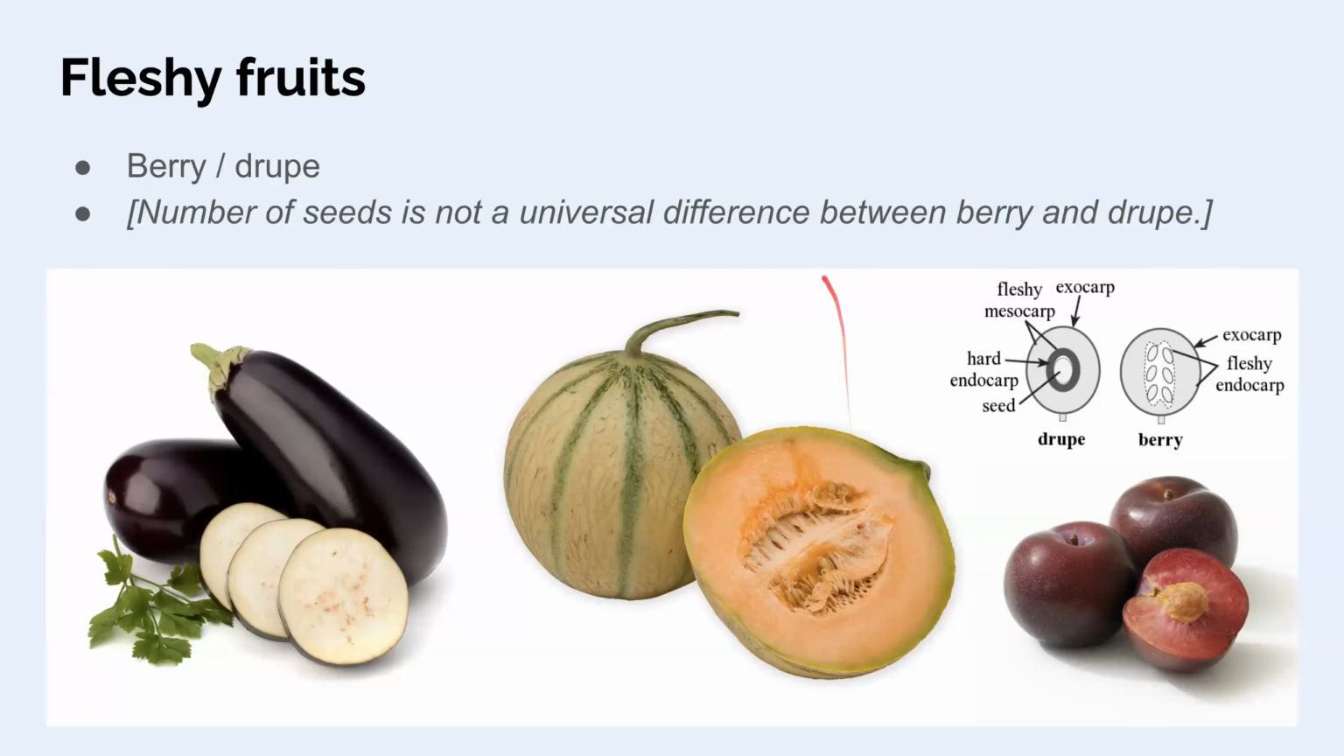And as a little aside here, the number of seeds is not distinctive. I think sometimes people come away thinking that drupe means a fleshy fruit with one seed, and that's not the case. You can have multiple seeds, multiple pits in a drupe, and you can also have a berry that's got only one seed. So like an avocado is a berry, one seed in the middle of that, but not a hard endocarp.